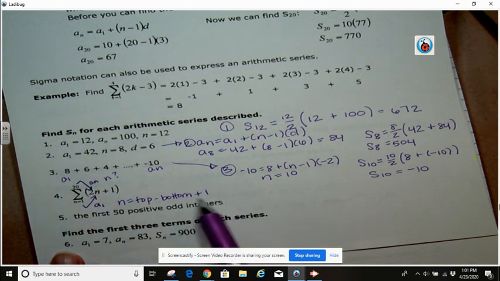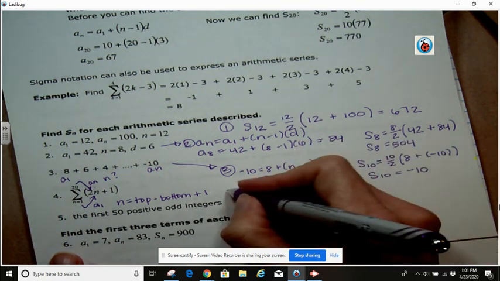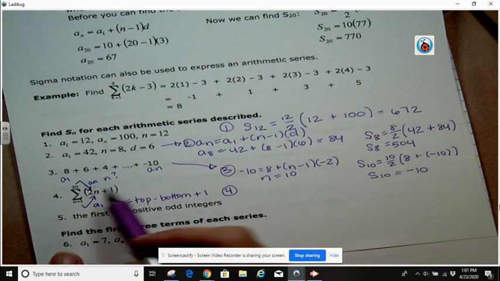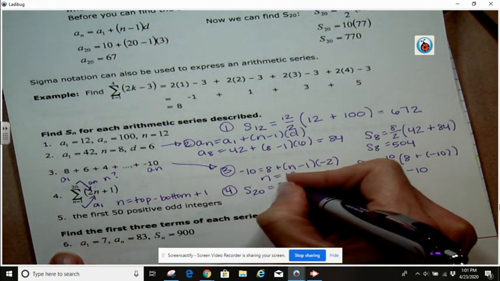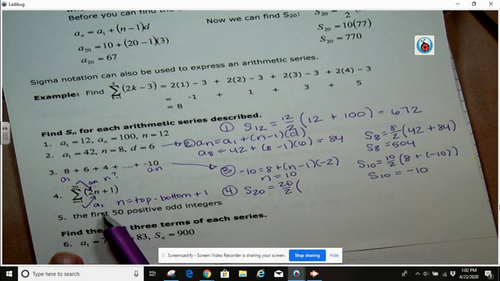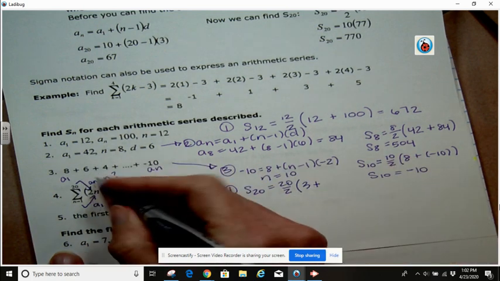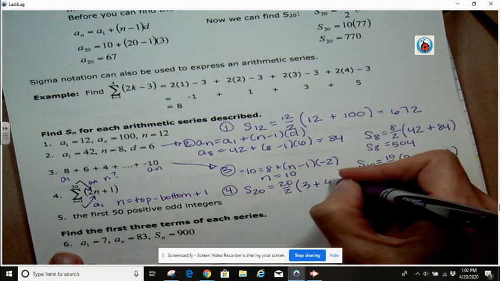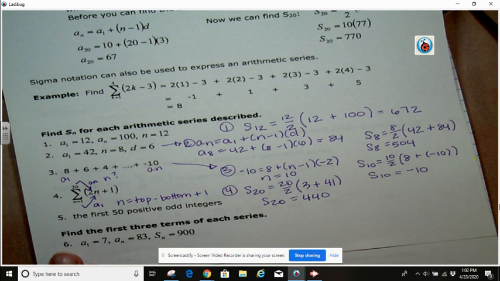So it might seem like this plus 1 is not necessary, but it will be if the bottom number isn't 1, and it won't always be. Okay, so to keep going with that, I need top number minus bottom number plus 1, which gives me that n is 20. So I'm going to find the sum of the first 20 terms. A sub 1 is what I get when I plug the bottom number into the expression over here. So 2 times 1 is 2 plus 1 is 3. And the top number, 2 times 20 plus 1 is 41. And I can find my answer, which in this case is 440.